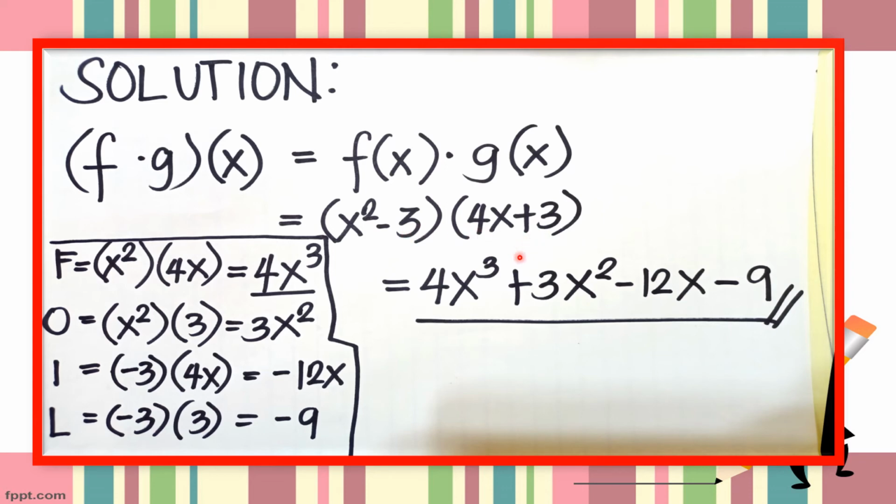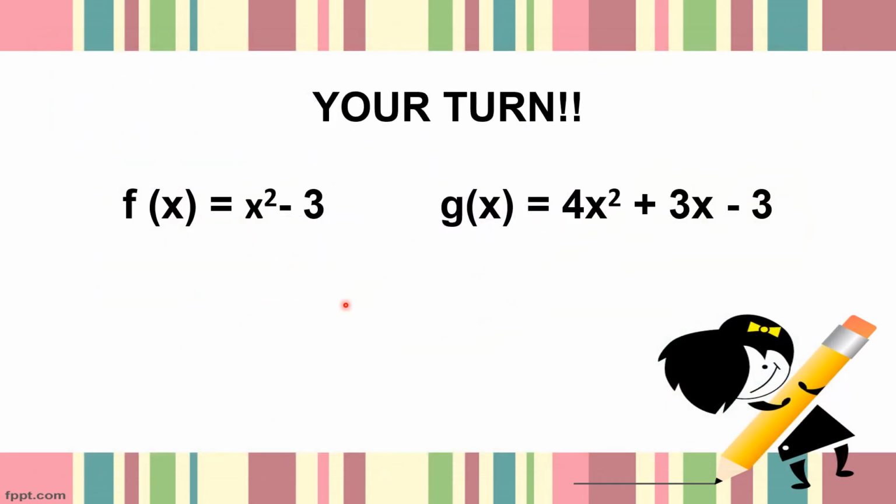Negative 3 and 3. So that will give you an answer of negative 9. And lastly, you just have to combine the answers. So we have here 4x cubed plus 3x squared minus 12x minus 9. Okay? Again, decreasing order ang ating mga exponent. Okay. Alright. So, last exercise.